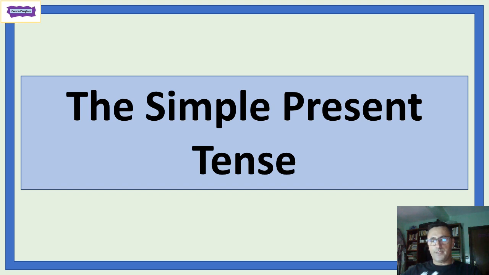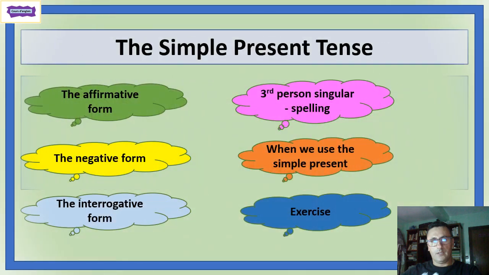The simple present tense. Alors, aujourd'hui, dans cette vidéo, nous allons voir the affirmative form. Après, nous allons voir the negative form. Après, the interrogative form. Ensuite, third person singular spelling, c'est-à-dire la prononciation de la troisième personne singulière.